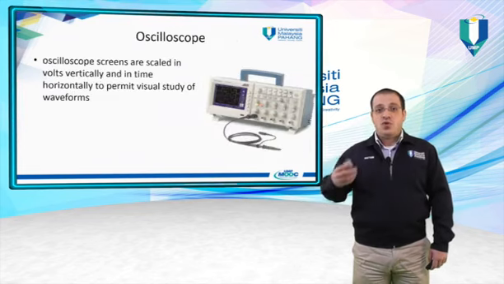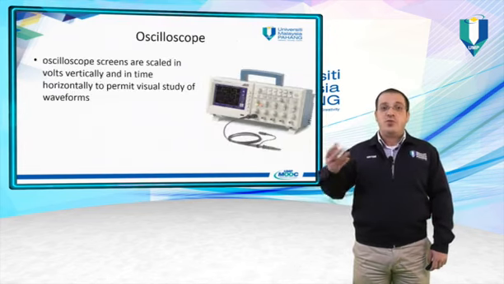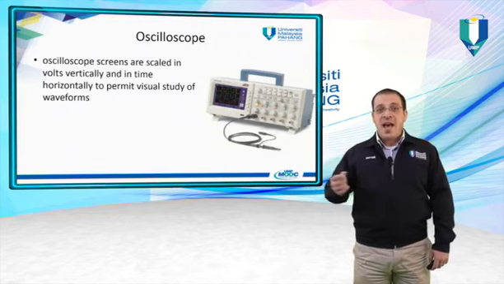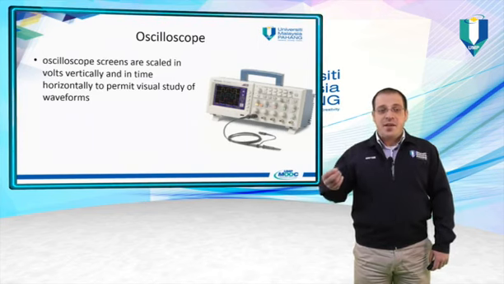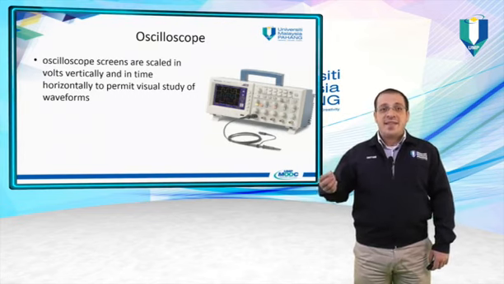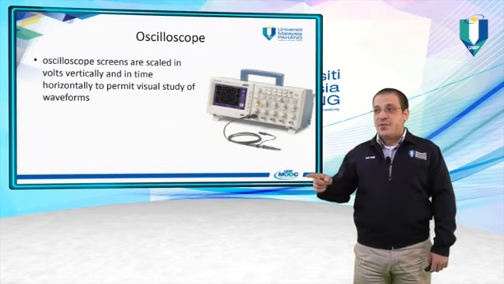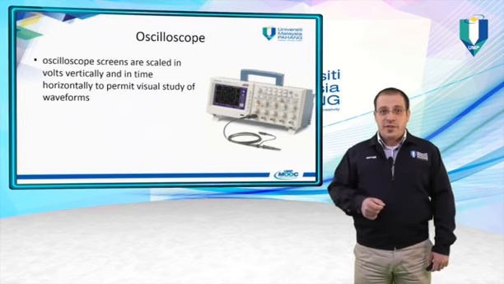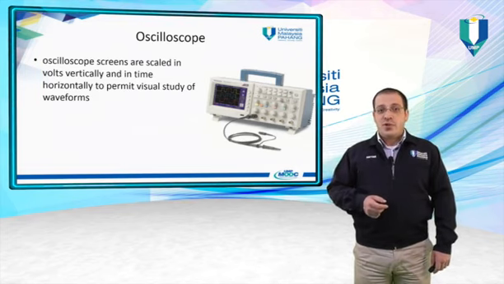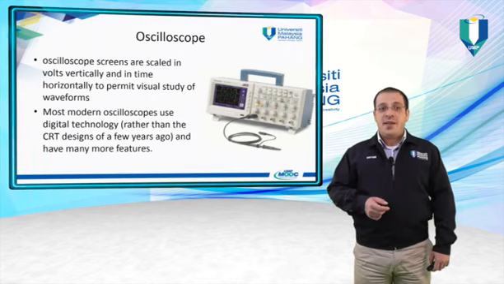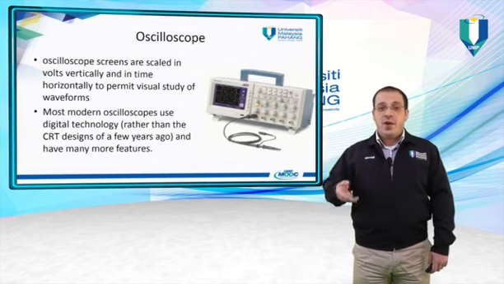The other device is not only to measure, it's also to show the sinusoidal waveform, which is the oscilloscope. The screen of the oscilloscope is scaled in volts vertically and in time horizontally. So the horizontal axis is for time, and the vertical one is for voltage, to permit visual study of the waveform. Most modern oscilloscopes have digital technology rather than the CRT design of a few years ago, and have many more features for calculation.